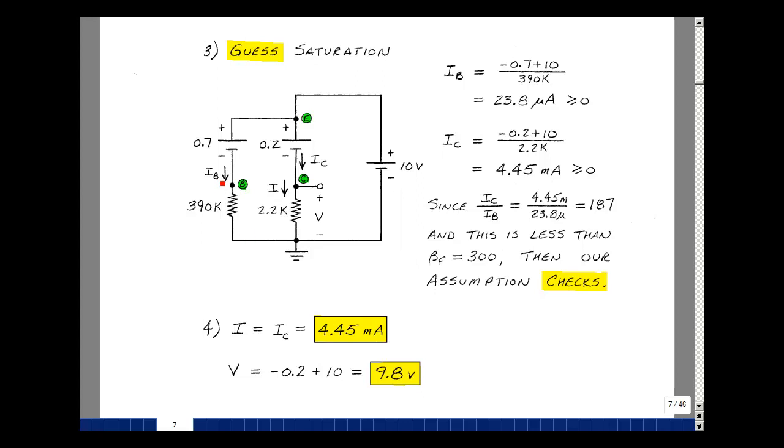Find the base current. Maybe the voltage across this resistor, so the rise in voltage would equal the drops around the loop, minus 0.7 plus 10, and then divided by 390K would be the base current, which is the same as it was before, 23.8 microamps, and that's greater than or equal to 0, so that checks.